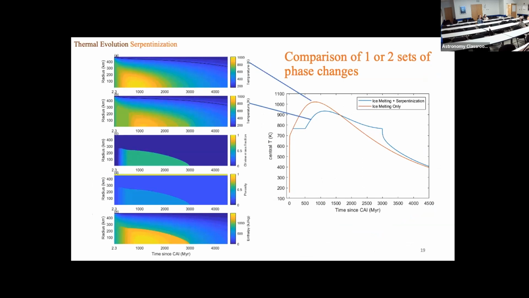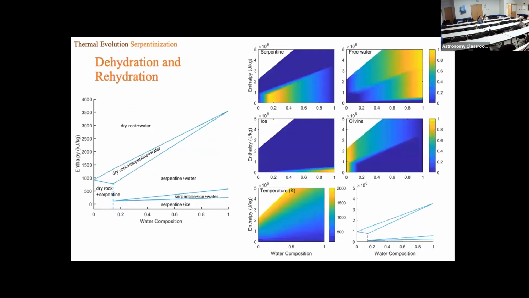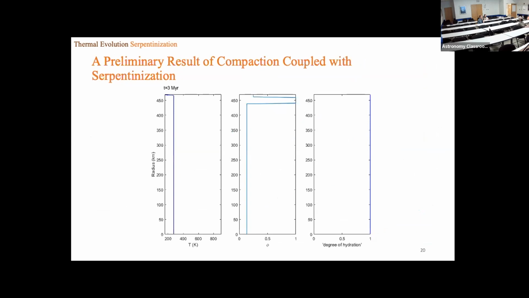But what will happen if we also consider convection? The serpentinization will move the water with high enthalpy and heat capacity to the surface and accelerate the cooling process. So we have another preliminary result that I can show later in this method.